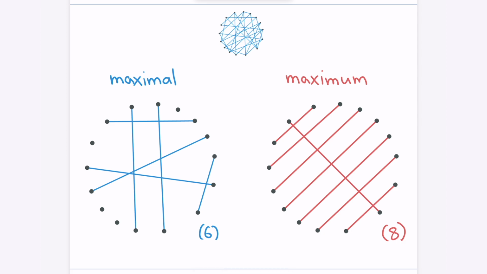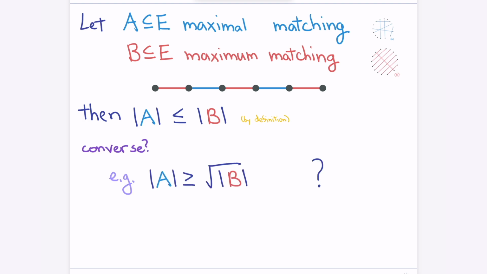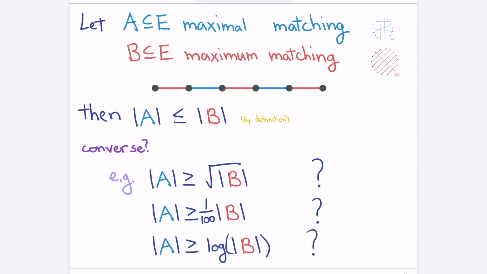I guess I just want to make the point that maximal is not maximum, right? So let's say I have a maximum matching A and a maximum matching B. Then, of course, by definition of maximum, the number of edges in your maximal is at most the number of edges in your maximum. So I think the question is, is there a converse? Like, is the maximal always at least square root of the maximum? Or maybe off by a factor of 100? Or at least a log? Is there any relation in the opposite direction? Or can the maximal matching be arbitrarily bad relative to maximum? Okay, so we're just going to probe at this gap.